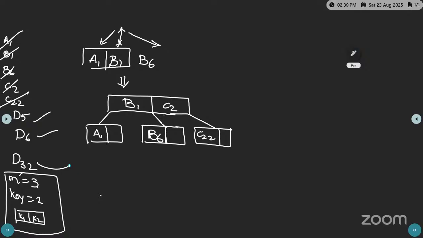D5 is very easy to insert. But D6 is once again a big problem. We need to move to the upper level, and once again the upper level will reach overload, and finally you need to divide at the middle element. Okay, any confusion in this? No.